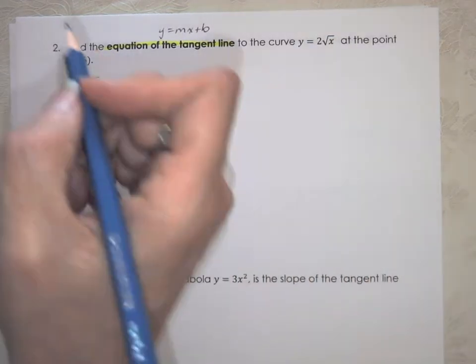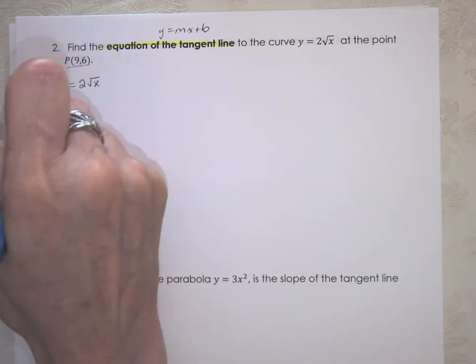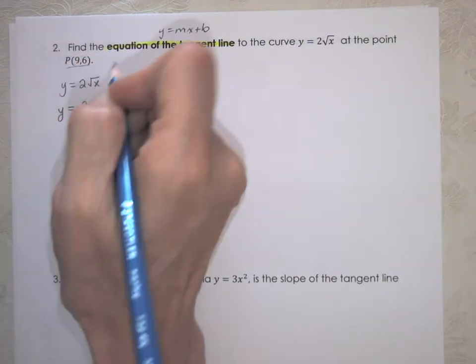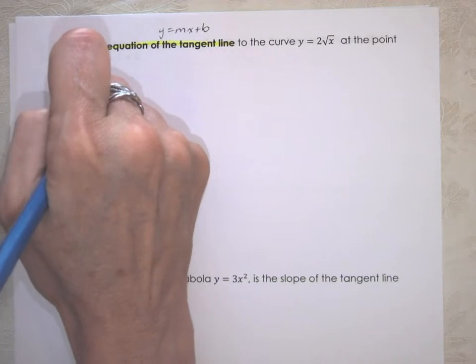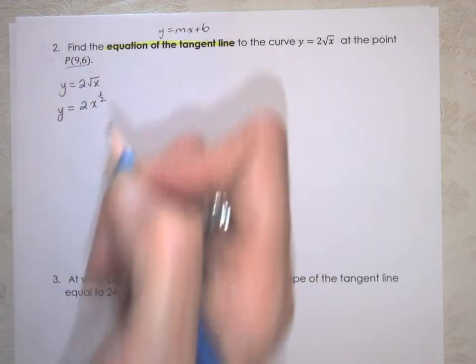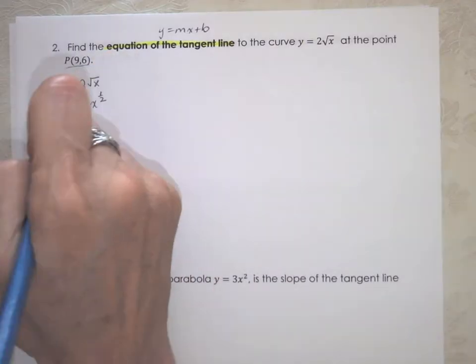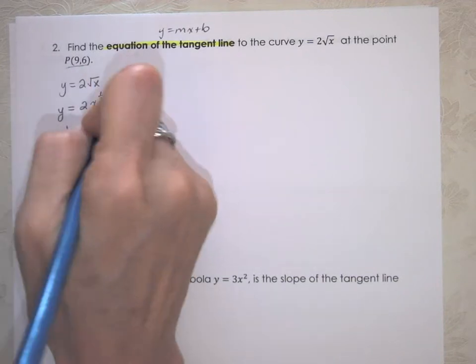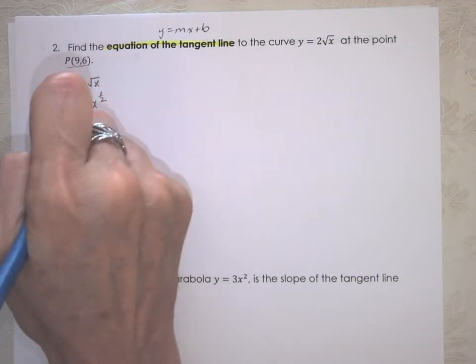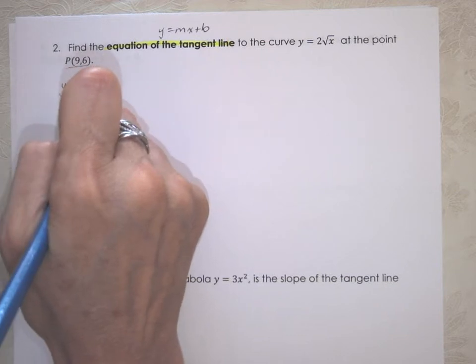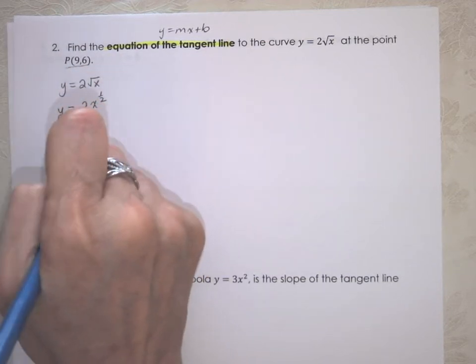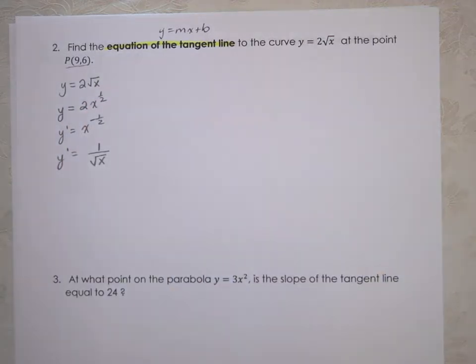So first we want to find the slope of the tangent at that point on the curve. First I'm going to rewrite y in exponential form, so it'll be 2x to the 1/2. And then I'm going to find the derivative. So y prime, 1/2 times 2 is 1, x to the negative 1/2, or I can write that more nicely as 1 over the square root of x.